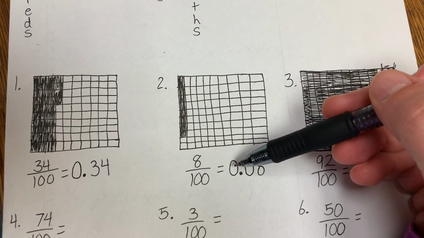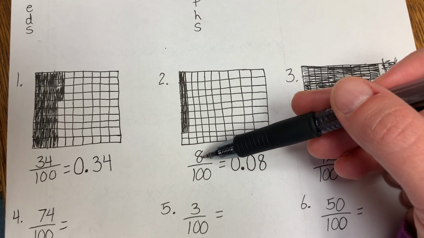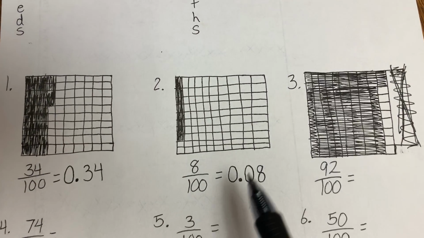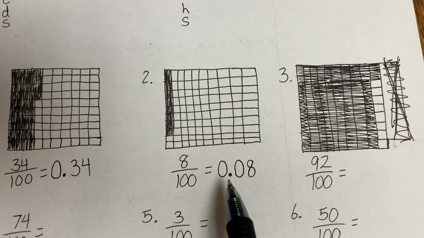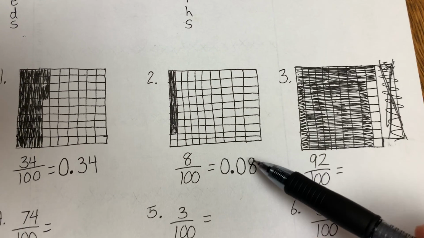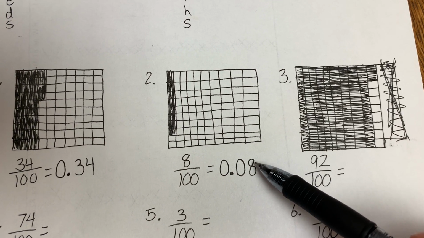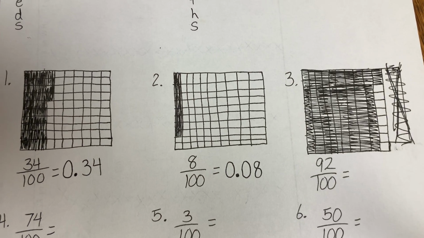So this is 0.08 is equal to 8 over 100, or 8 hundredths. So that is what this looks like. Okay, it's different than 8 tenths because 8 tenths, the 8 would be in the tenths place. And since it's 8 hundredths, the 8 goes in the hundredths place. Okay?